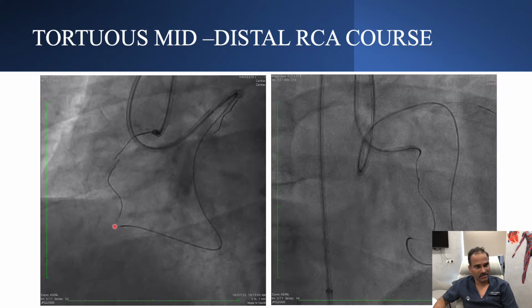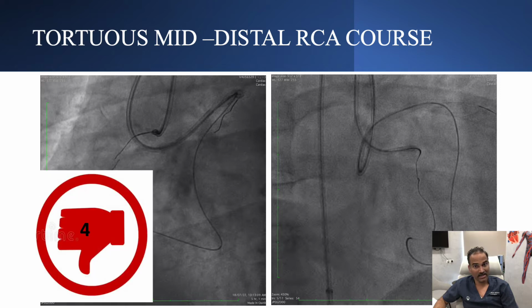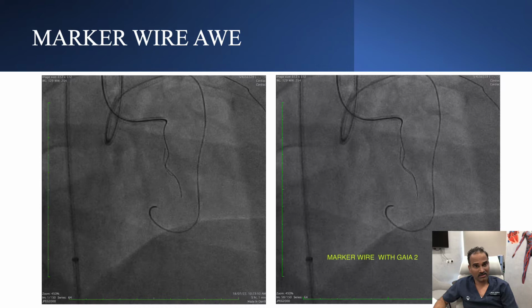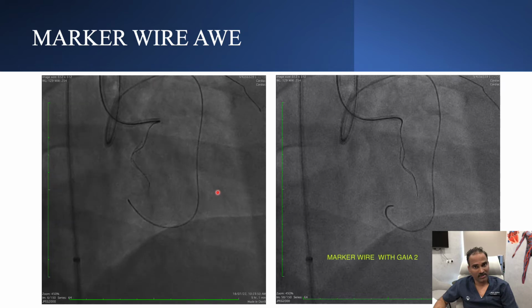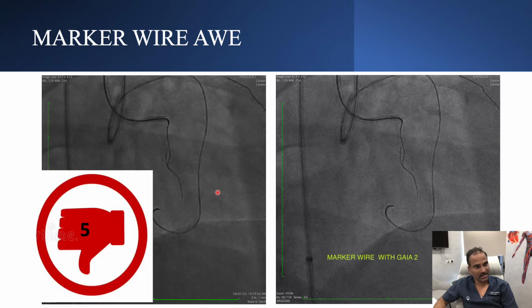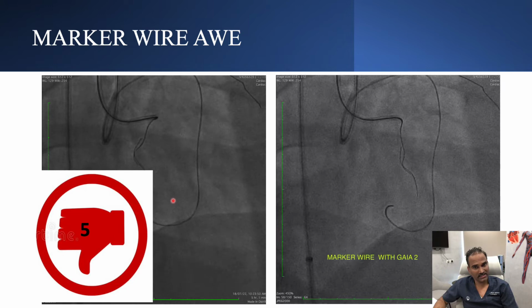So you can see here, this is the mid RCA, almost like a sinusoidal bend in the mid RCA. You can see in our view. The microcatheter is stuck here, so it's not advancing. The next hostility I had, because of this non-advancement of the microcatheter, we decided to go ahead with a marker wire technique, and I escalated and advanced an antegrade wire, that is Gaia 2, using the retrograde wire as a marker, but couldn't succeed again because of the loops sitting inside the vessel.